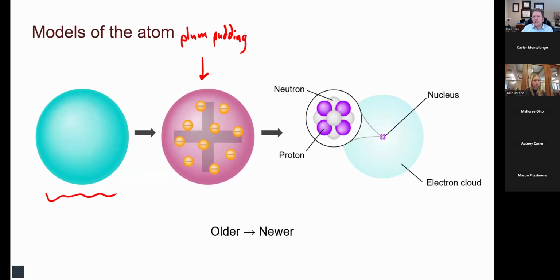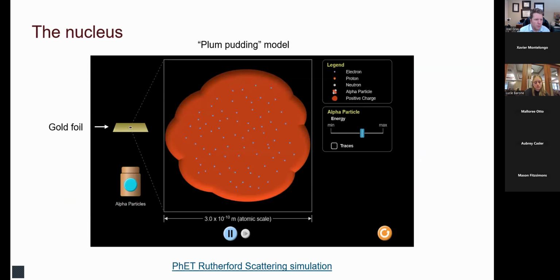Anyway, so this is the plum pudding model. The idea here is that the overall thing has a positive charge, but then there are negative charges randomly peppered throughout. So we've got positive features and negative features, and the negative features are just kind of randomly dispersed.